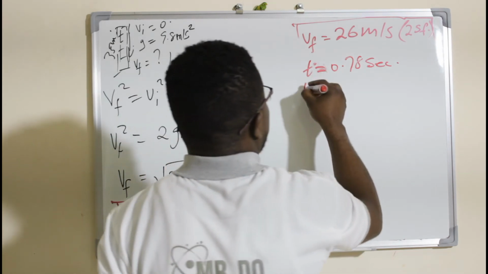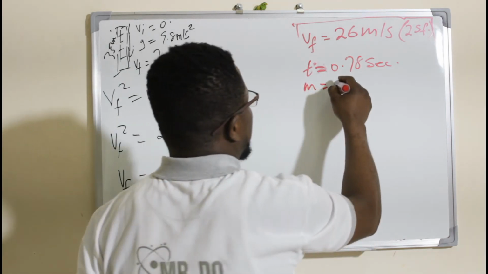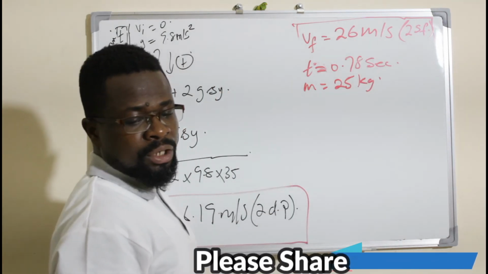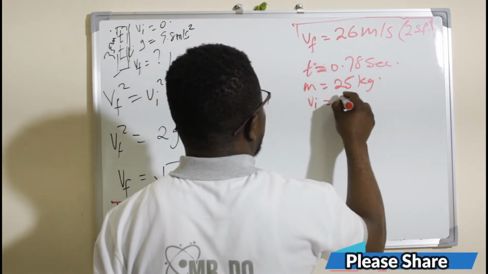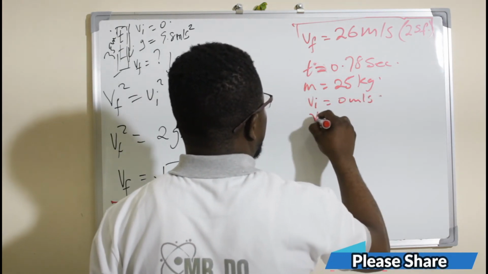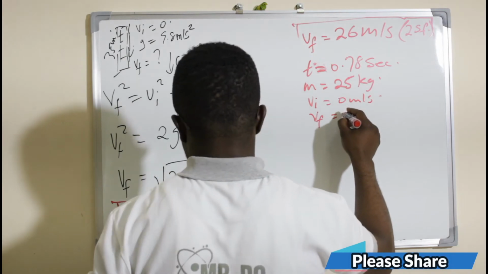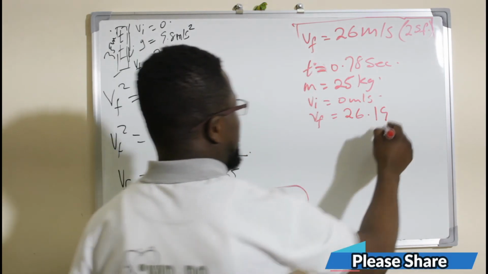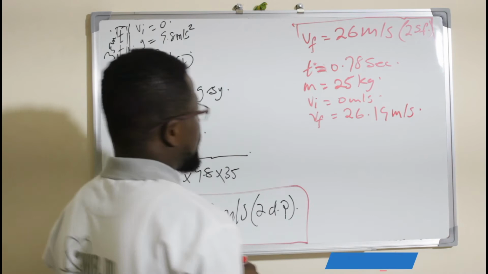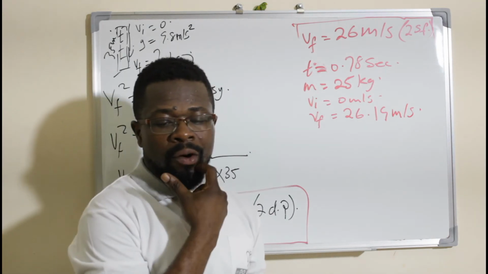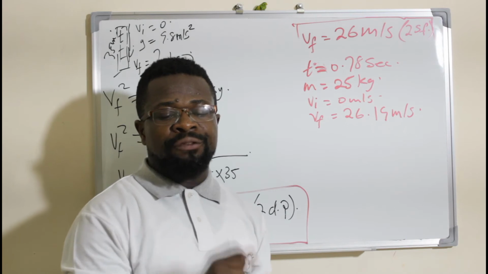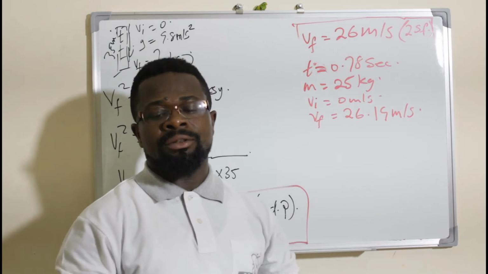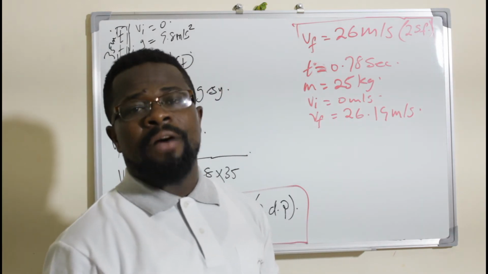We know the mass, which is given to us as 25 kg, and we have calculated and know the initial velocity is 0 meters per second. Final velocity is given to us as 26.19 meters per second. Now we want to find the average force that she will use to land when she's at rest. So we want to find a force.